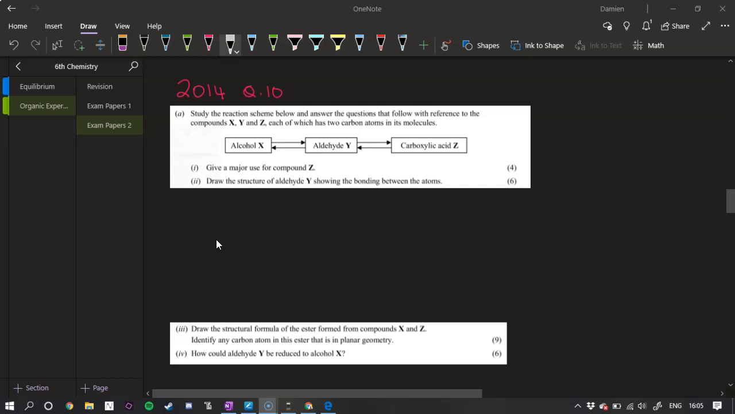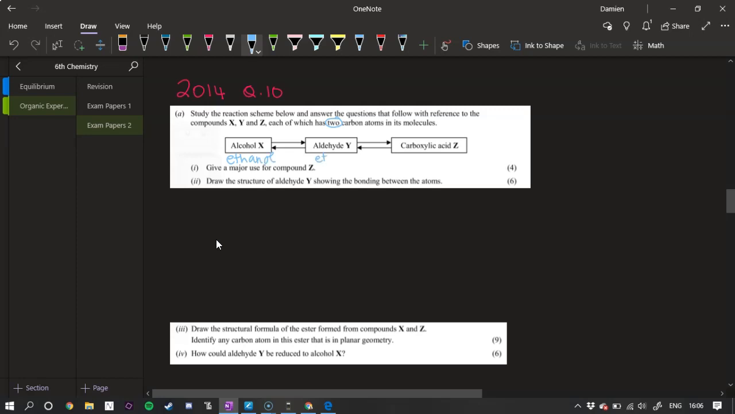So part 5, 2014 question 10. Not a bad question. Let's have a look at the study the reaction scheme below and answer the questions to follow. Compounds X, Y and Z each have 2 carbon atoms. So 2 carbon atoms. So that means alcohol X has to be ethanol.